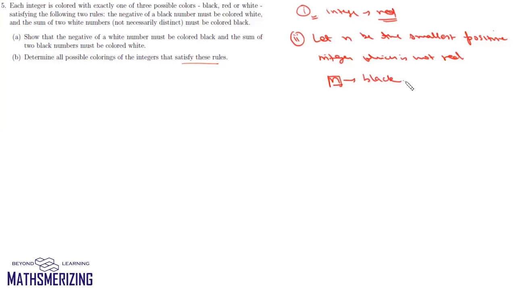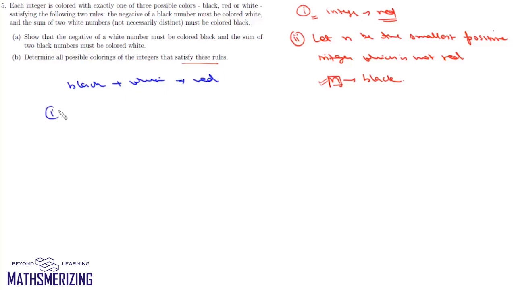Now our claim is once we decide the color for this number n, then the color of all other integers is already pre-decided. So we have to prove this claim. In order to prove this claim, we'll prove another result, which is sum of a black number and a white number must be a red number. So we have to prove that sum of a black number and a white number must be a red number. Now we'll prove this result using contradiction.